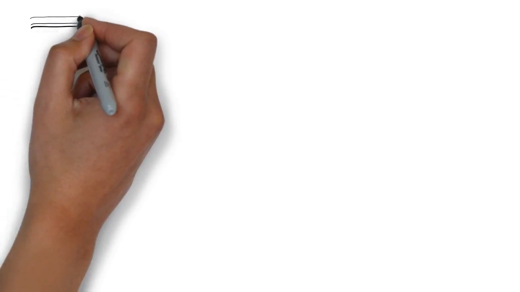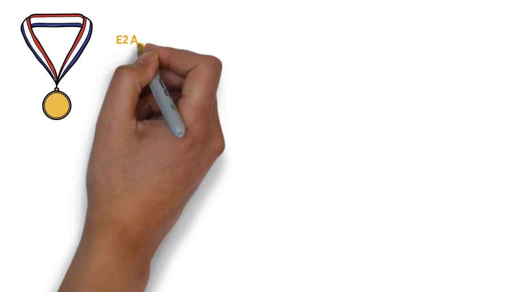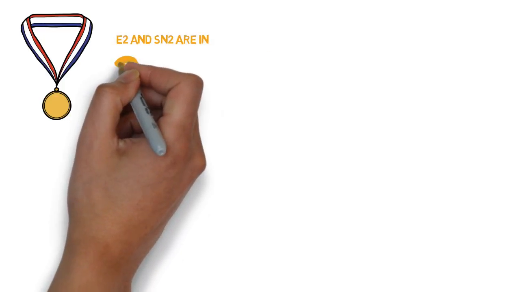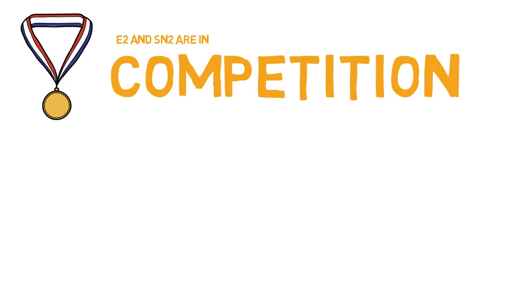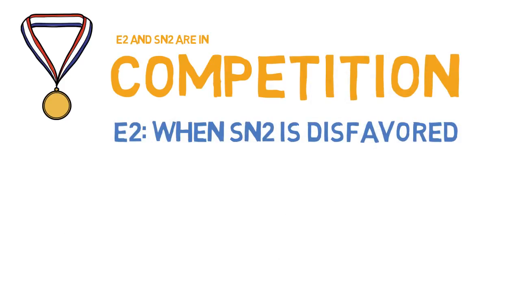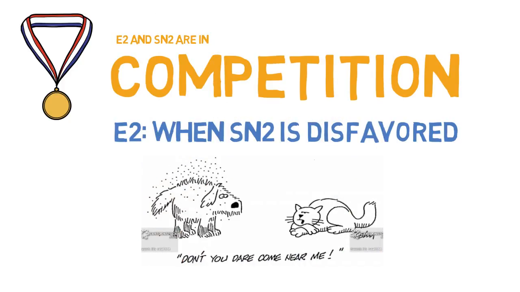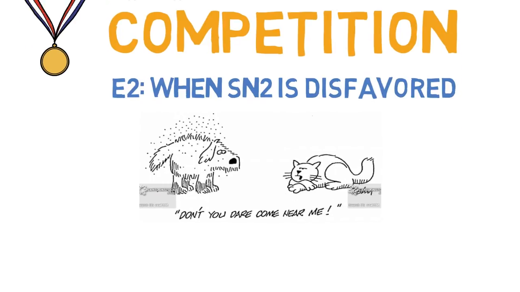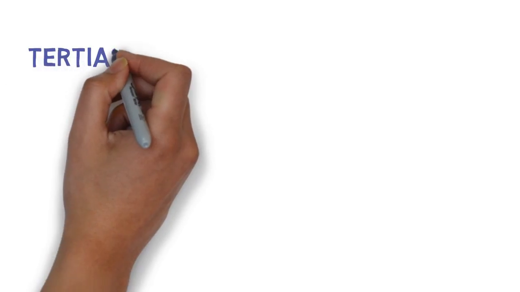Now, keep in mind that the E2 reactions are in competition with Sn2 reactions. Usually, E2 has a higher activation energy, so normally it really only occurs when Sn2 is disfavored. Well, when would that be? Let's review. When is Sn2 disfavored? We know that Sn2 is disfavored when there's a lot of steric hindrance. The more extensively substituted a hydrocarbon is, the less likely that an Sn2 reaction is going to occur.